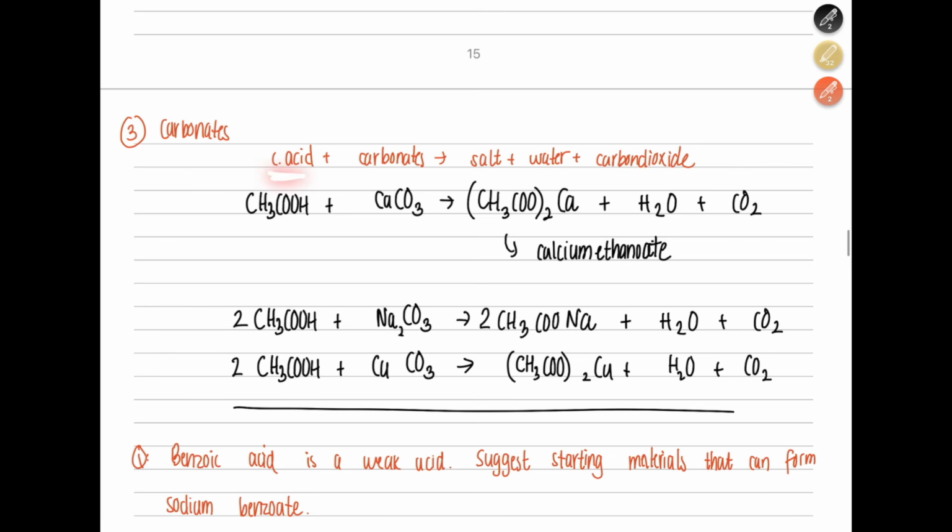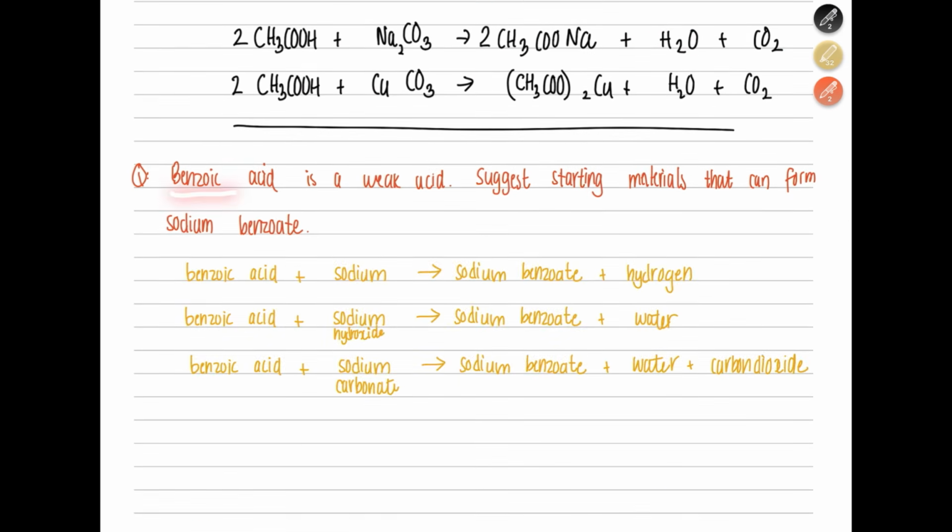Now carboxylic acid also reacts with carbonates to give you salt, water, and carbon dioxide. These are three examples. Let's look at the first one. So you have ethanoic acid plus calcium carbonate. Hydrogen is removed and calcium attaches there. So you get a salt, calcium ethanoate, water, and carbon dioxide.